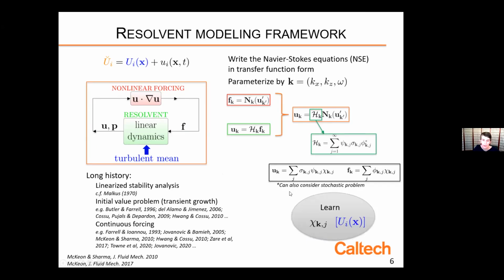But the summary of this slide then is, if I buy this representation, if I want to follow this route, the things that I need to know are the mean profile. So that's an input as written here. And then if I can learn these chi functions or the weightings on each of these basis functions, I can actually close this loop, or at least conceptually close this loop.